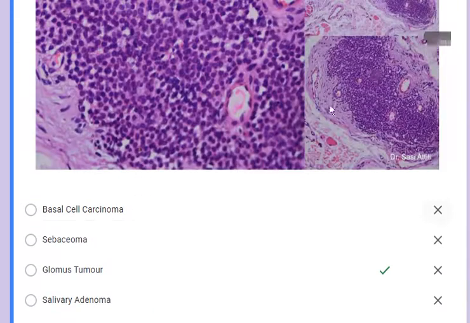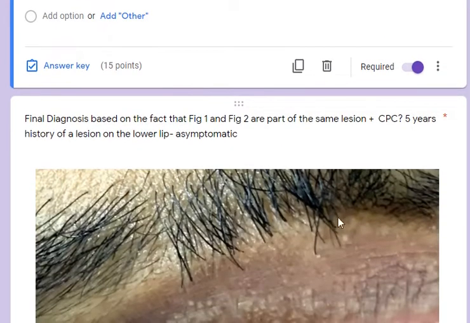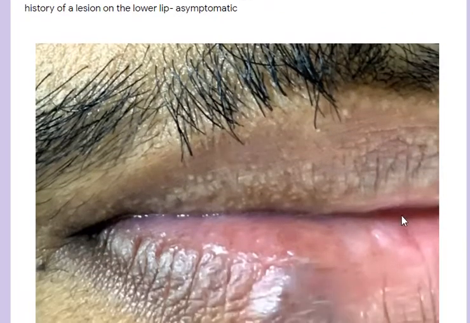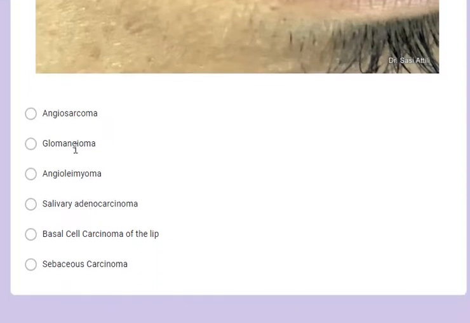This is a glomus tumor, this particular tumor here. But then, based on the fact that figure 1 and 2 are part of the same lesion and the clinical appearance of it, this is basically a glomangioma, and that is what I am expecting you to answer. This is not angioleiomyoma. Angioleiomyoma has much more prominent muscle layer, and it doesn't have these glomus cells. Angiosarcoma again doesn't have the glomus cells. The cells look quite malignant, spindly cells, in fact, or more epithelioid. They're not rounded as in this glomus tumor. As I said, this is not a salivary adenocarcinoma, this is not a BCC, this is not a sebaceous carcinoma.